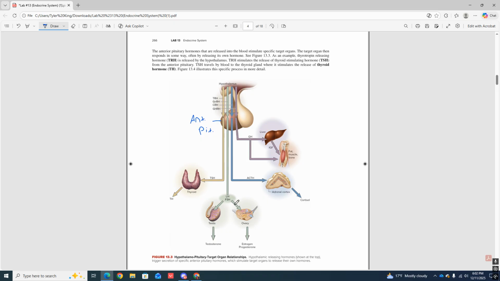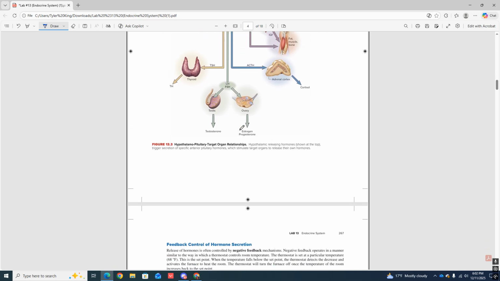FSH is primarily for the ovary, but LH is for the testes, okay? So it releases LH. LH is luteinizing hormone that goes down and tells the testes that we need more testosterone to be produced. So the LH is basically the messenger, letting the testes know to produce more testosterone. So it follows these pathways here. They all go to their respective glands as is indicated by the different colored arrows. So pretty straightforward here.